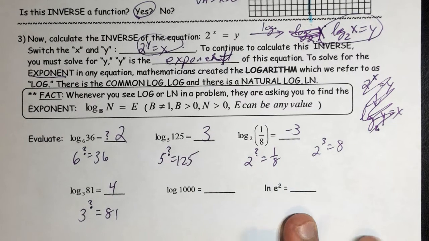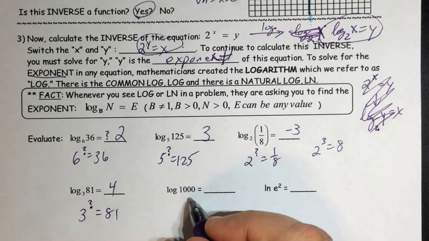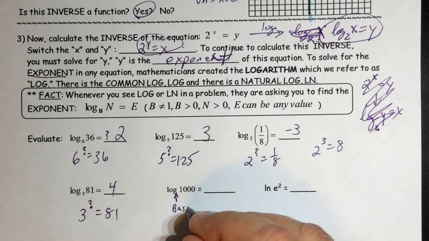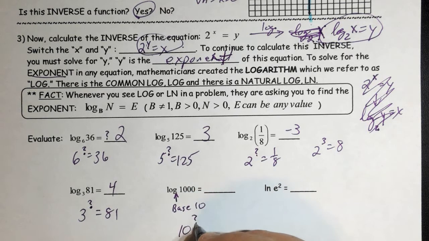Now these last two relate to what we learned last time. When we were converting, we also talked about special logs. So if it says log of 1,000, what base are we talking about? We're talking about base 10. So 10 to what exponent is 1,000? That would be 3.